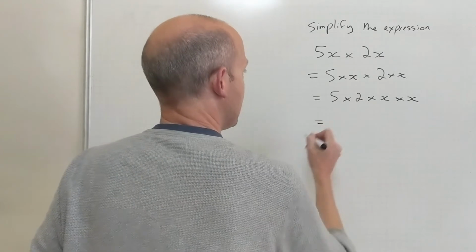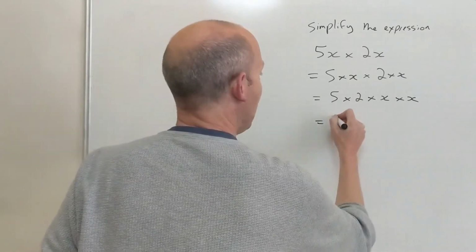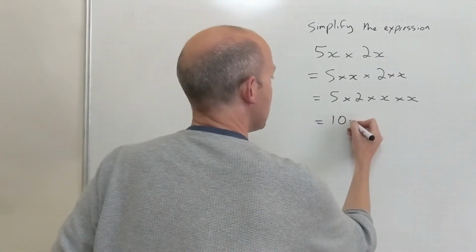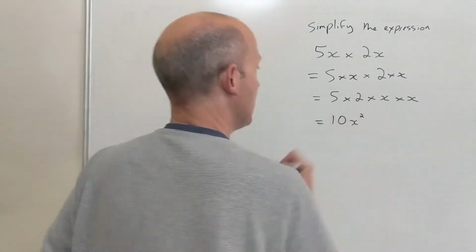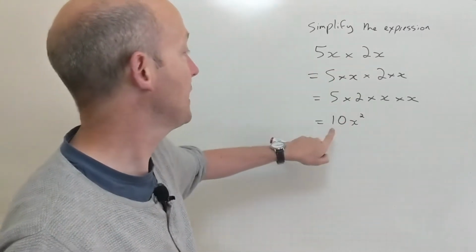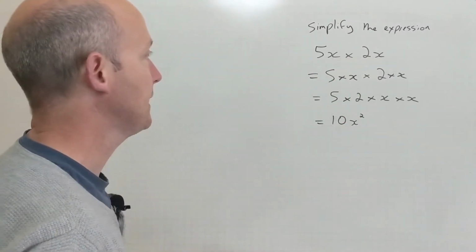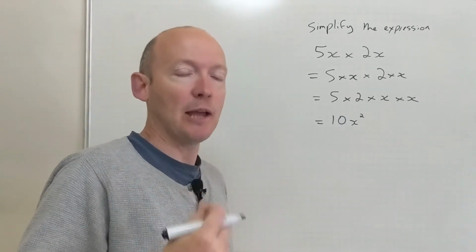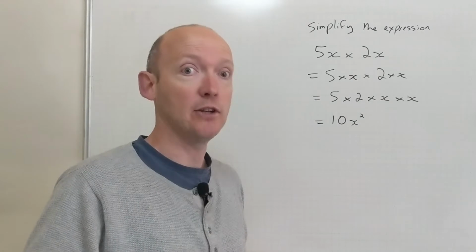Right, well, let's see what we can do. 5 times 2, that's 10. And x times x is x squared. And again, I don't need a little times sign in because times in maths is usually invisible. So 5x times 2x is 10x squared. Now let me stress, you don't need to write this out like this every single time you do one of these questions at all. It's totally unnecessary.